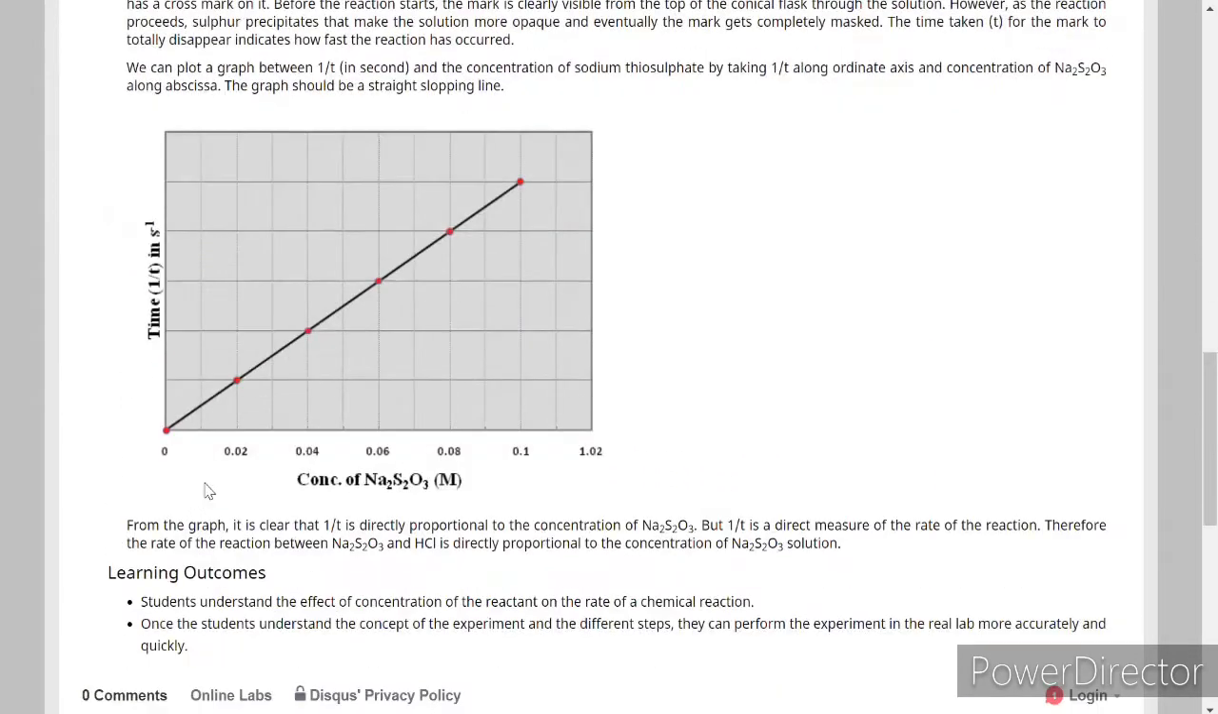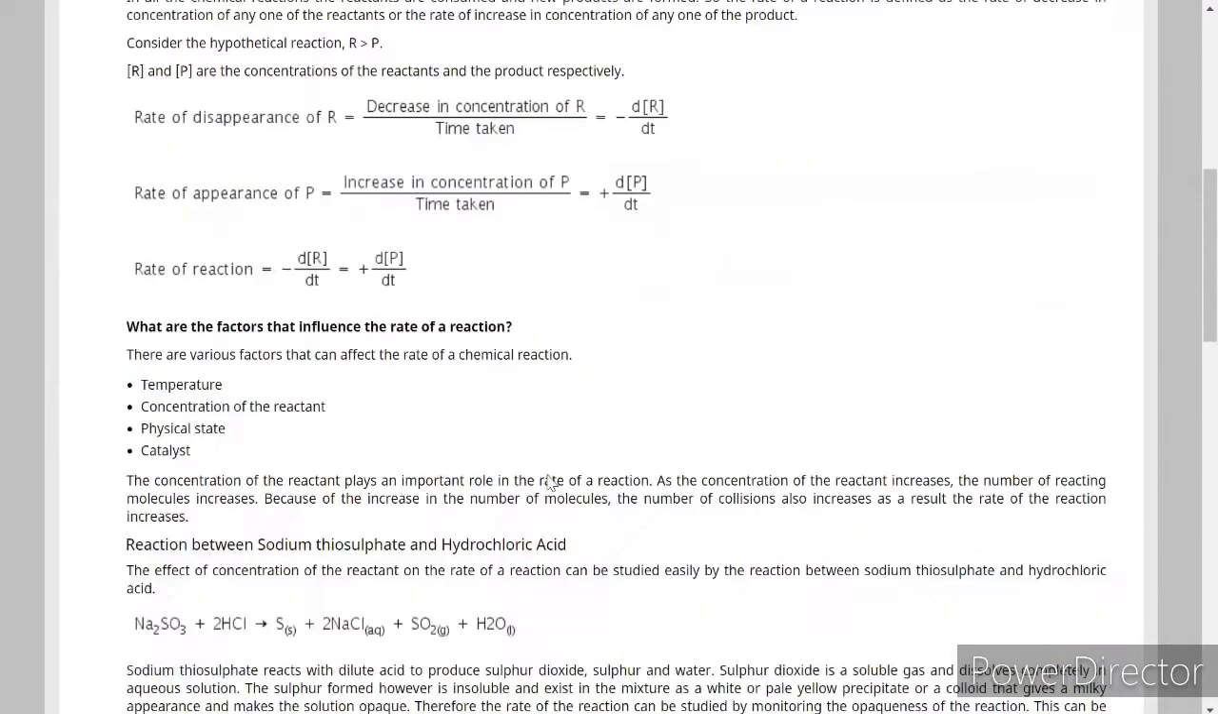After that, below, we can see the outcomes. So the student can understand the effect of concentration of the reactant on the rate of a chemical reaction. After the students understand the concept of the experiment, they can be ready to do the actual lab more accurately and more quickly.